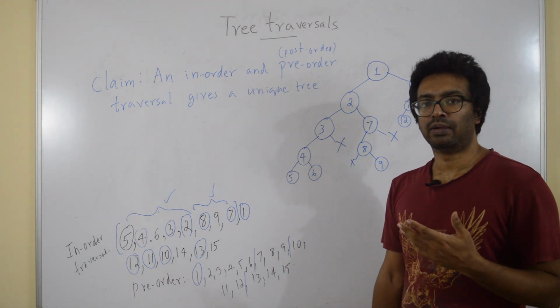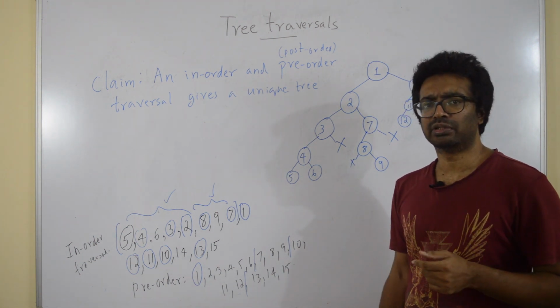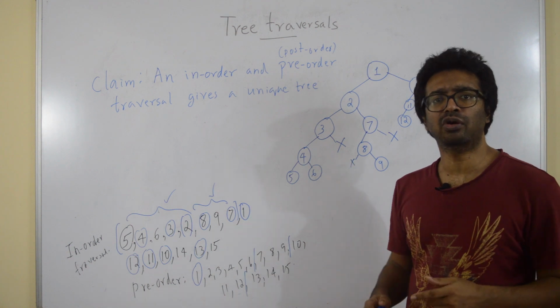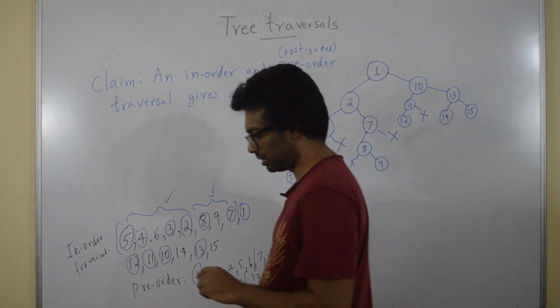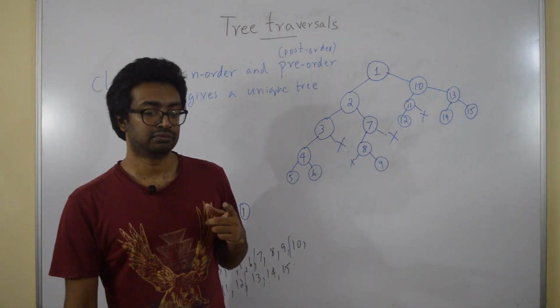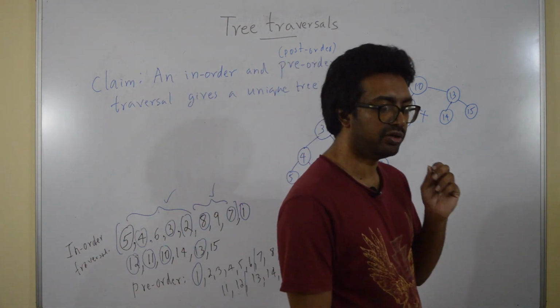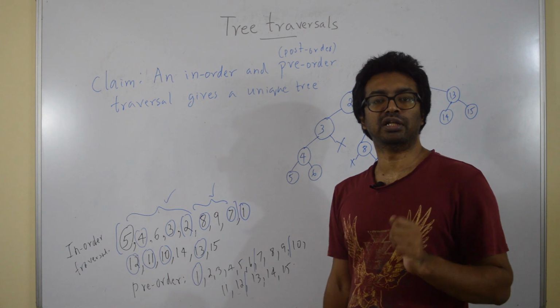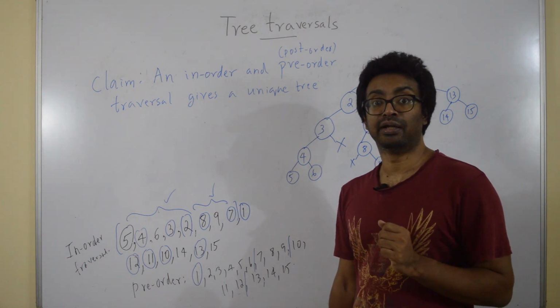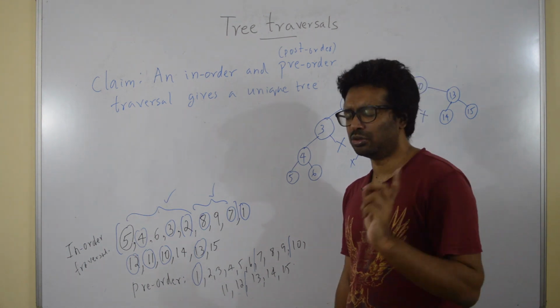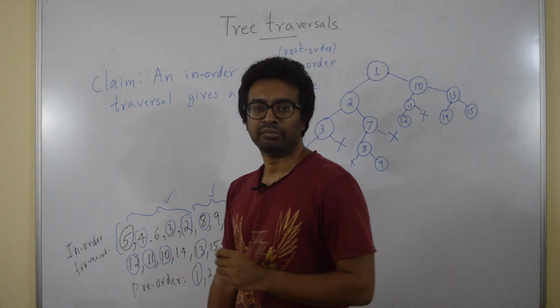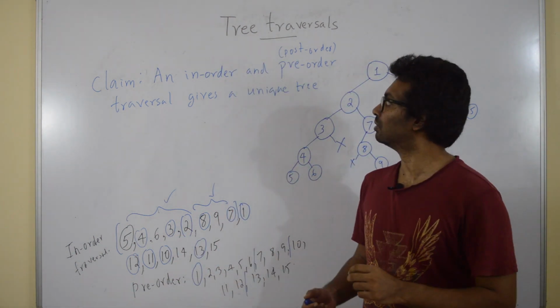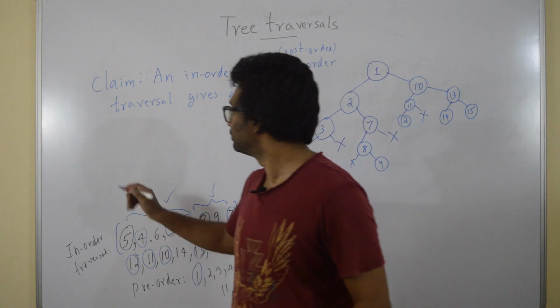Got it? But what about another question? If I give you a pre-order and a post-order traversal, can you build the tree? Listen carefully. I'm giving you a pre-order traversal and a post-order traversal. Can you build the tree back? And the answer is no. Why? Because there is no unique tree. That's the main claim.